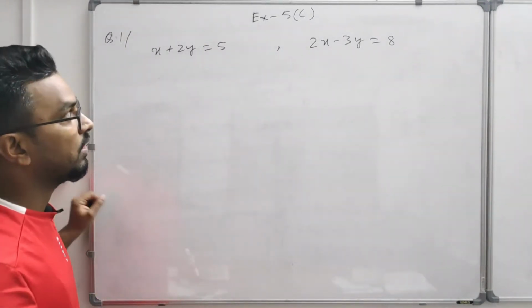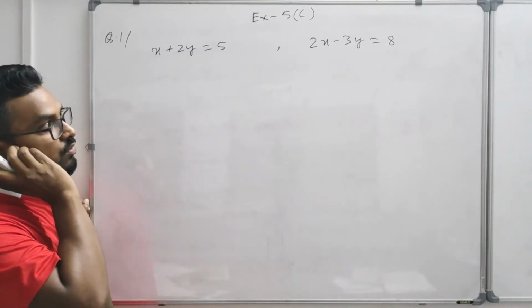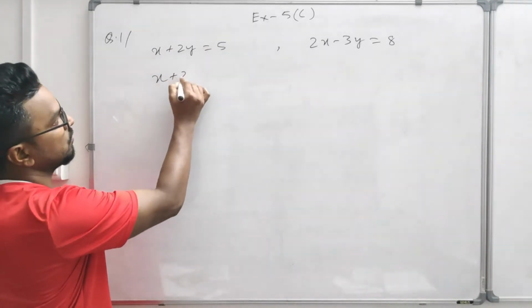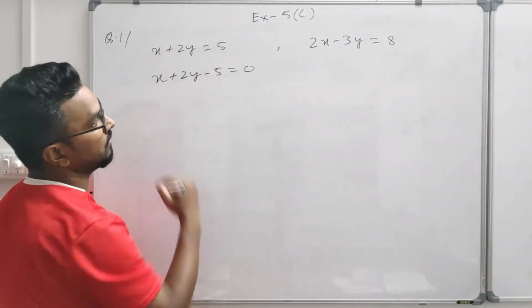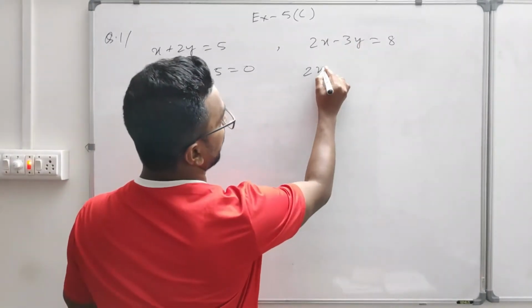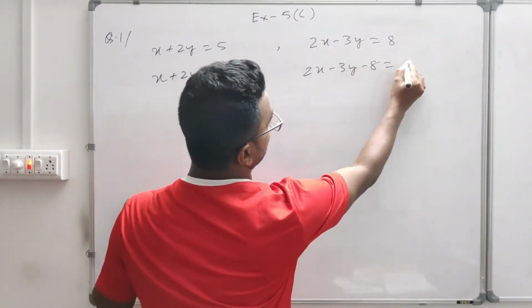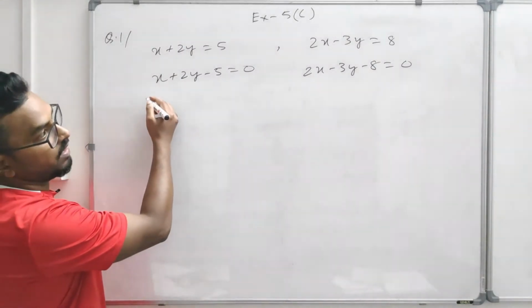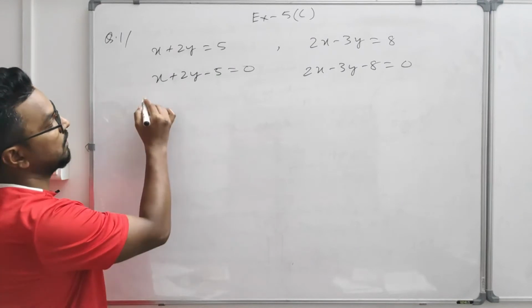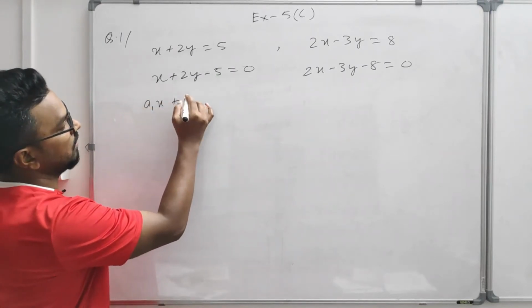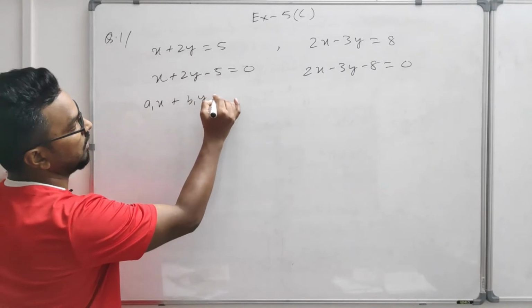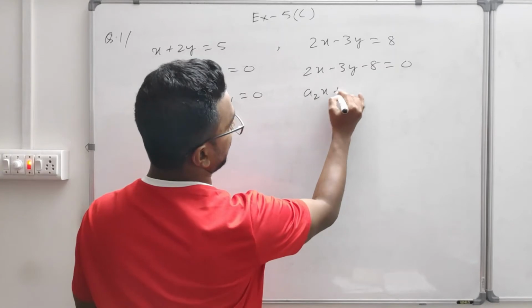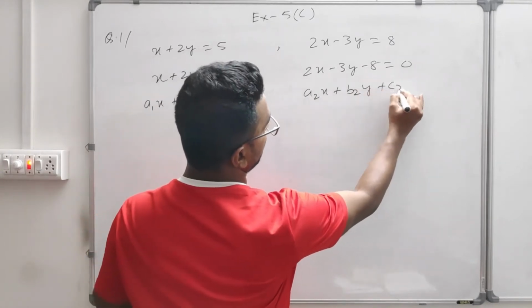In the case of the cross multiplication method, we have to bring all the terms to the left hand side. So x plus 2y minus 5 equals 0. Similarly, 2x minus 3y minus 8 equals 0. Now you have to compare this with the general form of a pair of linear equations in two variables: a1x plus b1y plus c1 equals 0, and in this case also a2x plus b2y plus c2 equals 0.